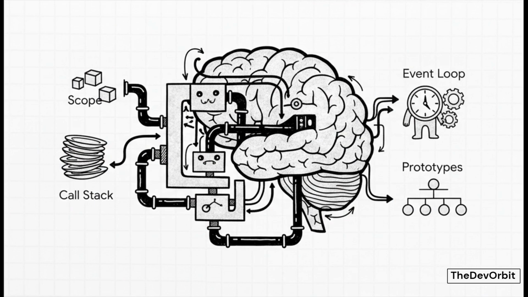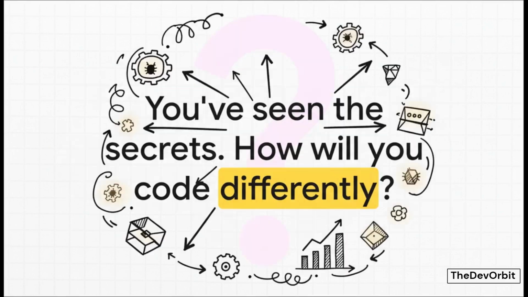So from the call stack all the way to generators, what we've really built here is a mental model of the entire JavaScript system. And the most important takeaway is that none of these things are isolated ideas. The call stack, scope, the event loop, prototypes, they are all interconnected gears in one big logical engine. And that's the key. Understanding how the whole system works together, that's what takes you from just writing JavaScript to truly mastering it. So, you've now seen the secrets of the engine.